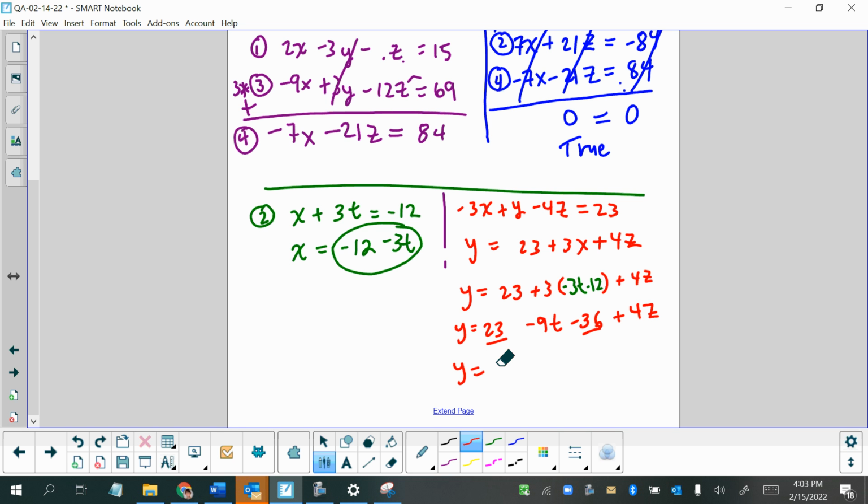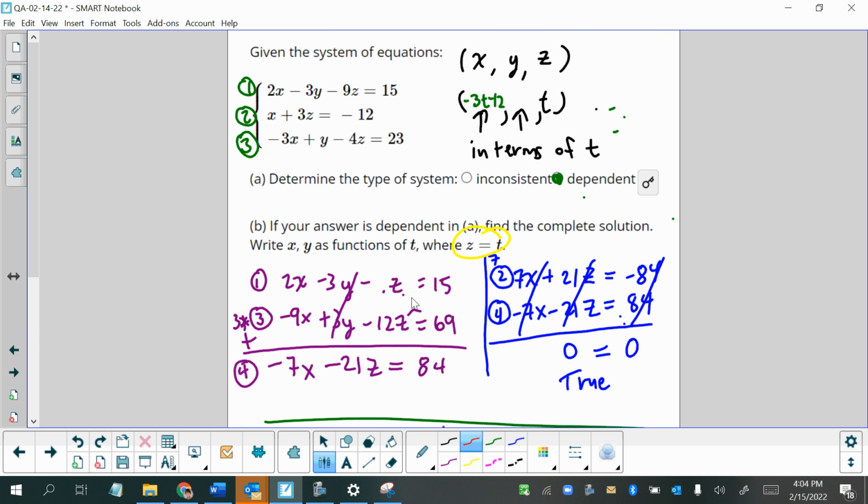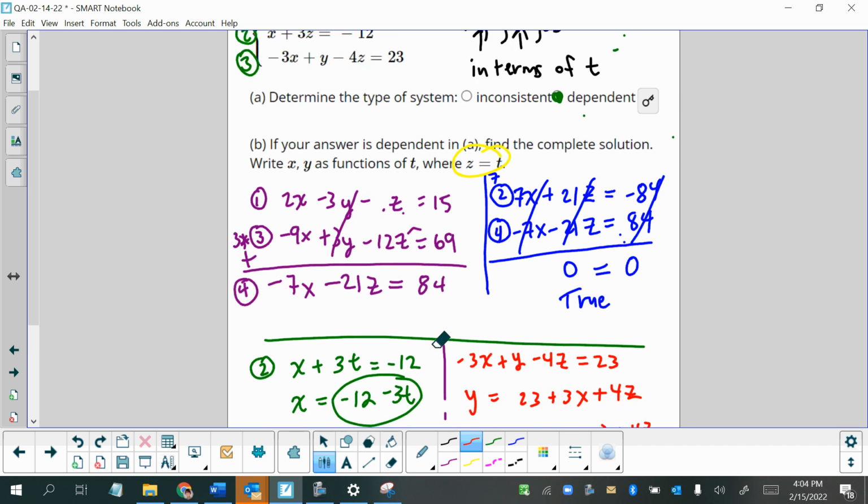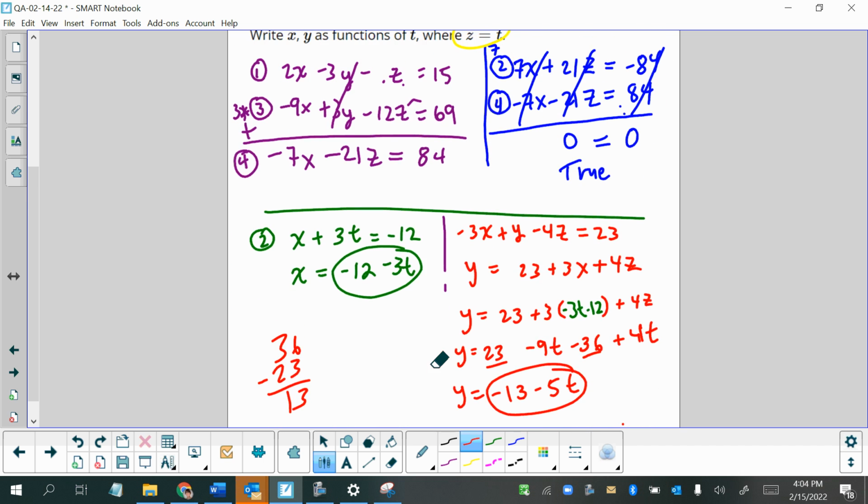And then let's continue to combine like terms here. So y equals, what is 23 minus 36? 36 minus 23 is 13, and 36 is the larger number, so we're going to keep it negative: negative 13. And also let's replace this z with a t, so we can combine like terms here, because remember z and t are the same thing. So I have negative 9t and positive 4t leaves negative 5t. Okay, so now I have an expression for y, and that will go up here in my ordered triplet: negative 5t minus 13.